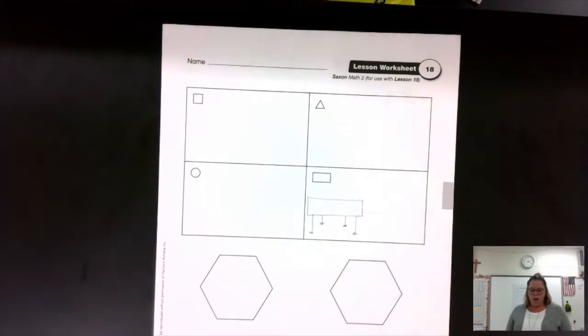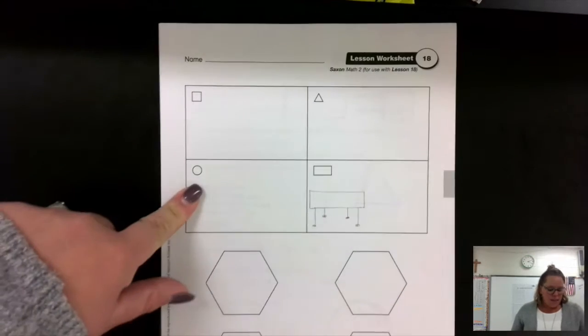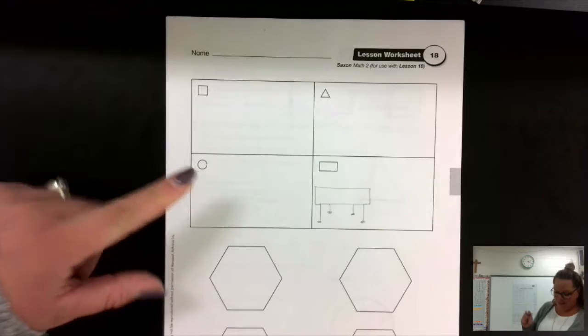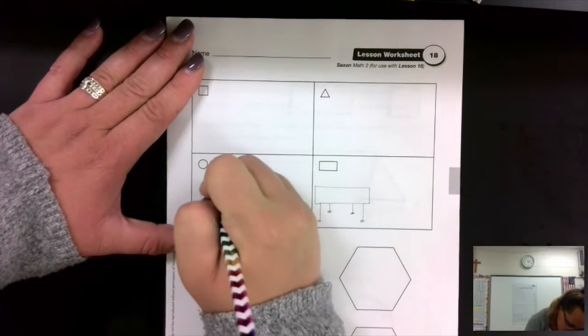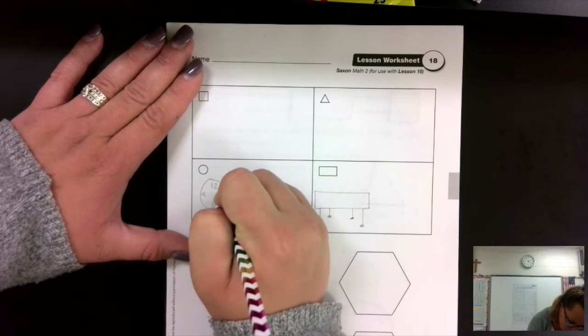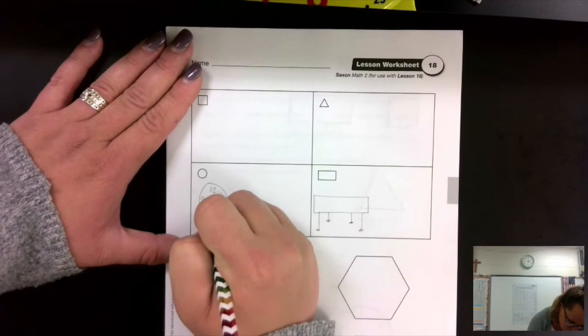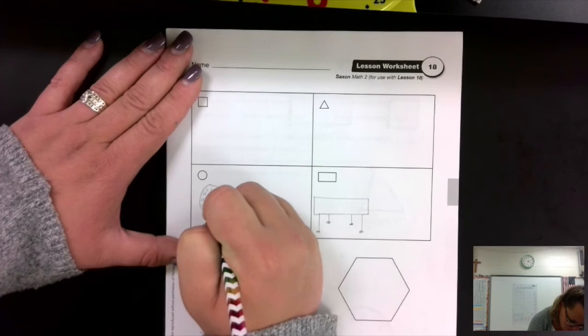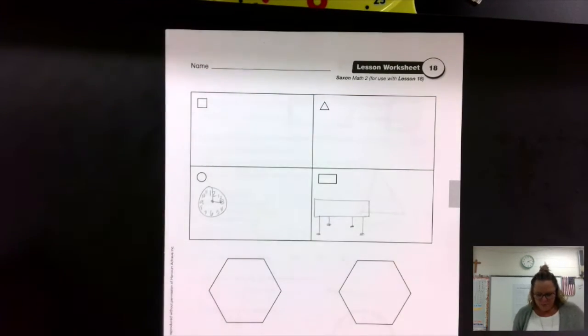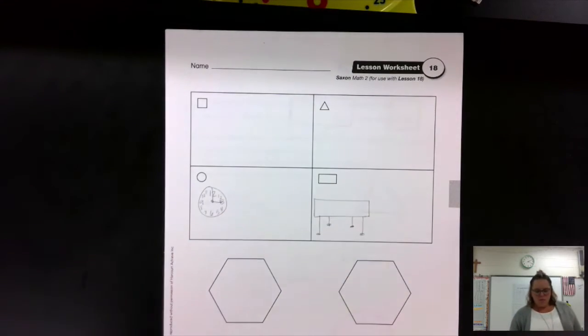Okay, so I could draw the table. I could say that an example of a circle, see behind me, is the clock. Maybe you guys have a clock in your house that looks like this too. Okay, and maybe you're going to put it for 3 o'clock. Okay, you can do that.